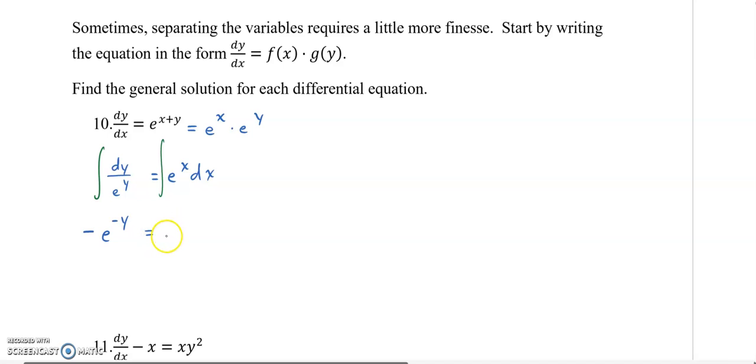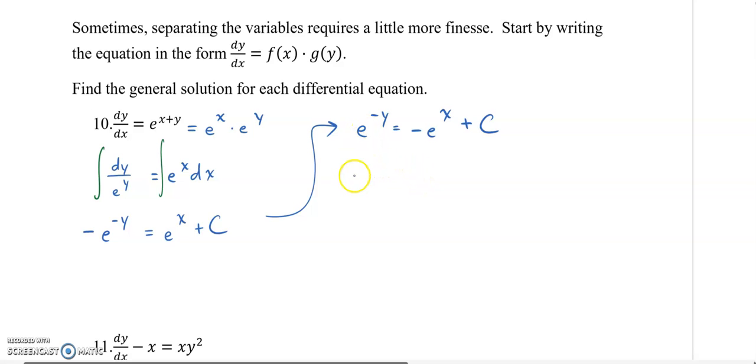e to the x anti-differentiates to e to the x. We'll put the plus c on this side. We could leave it like that, or we could solve for y. Let's go ahead and solve for y just for a little bit of extra practice. Divide by negative 1, and we get e to the negative y equals negative e to the x plus c. Again, we don't need to change this to a minus c because adding a constant is the same thing as subtracting the negative constant.